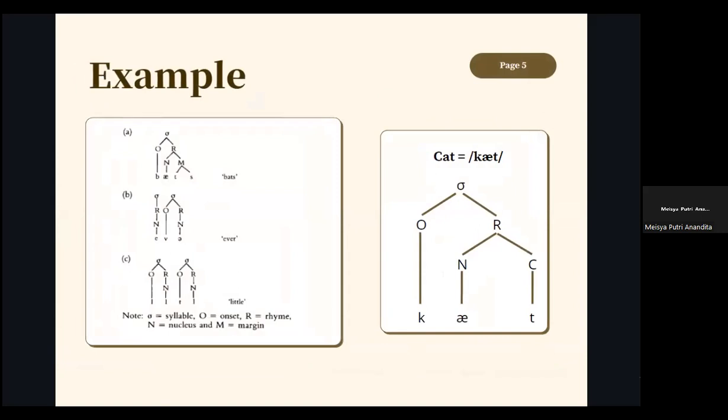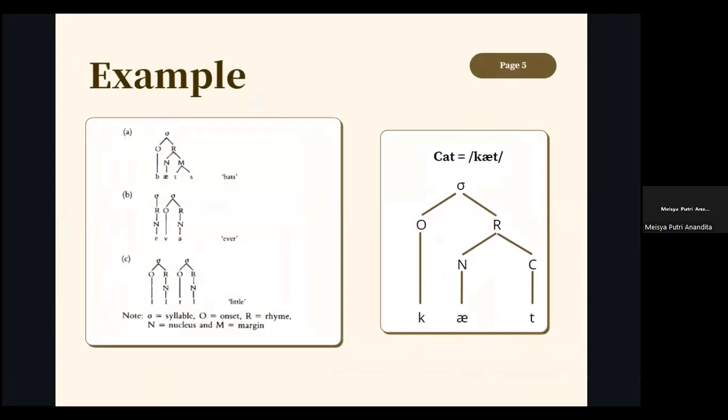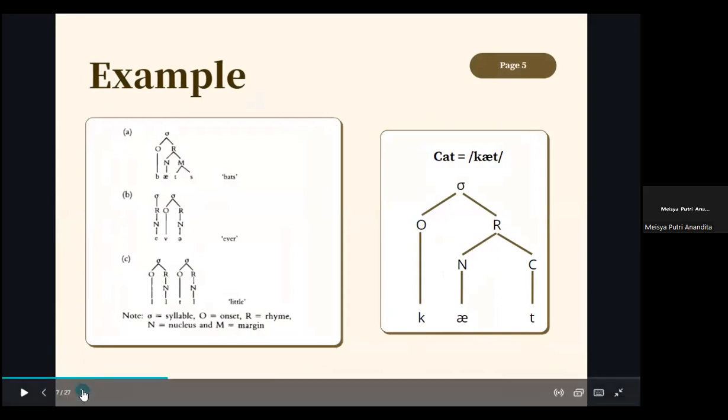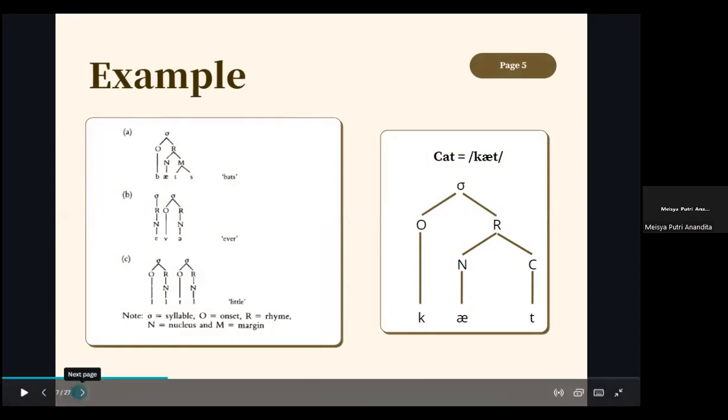For example, in the word cat, the sound /k/ is the onset or the first consonant in the word, and the vowel is the nucleus, and T is the coda or the final consonant.